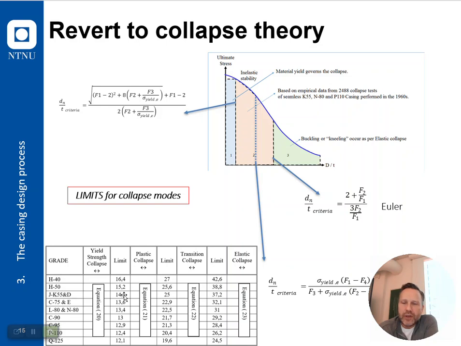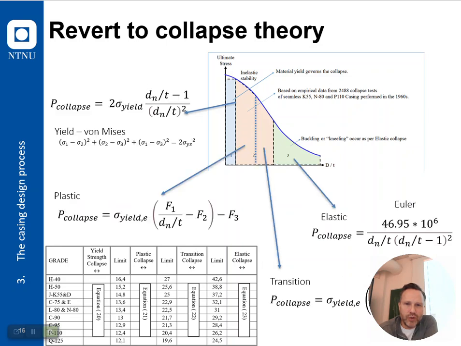So if you come out with a yield strength and this F, these are the empirical parts that the API testing in the 1960s came up with. You'll find which category your pipe fits into.